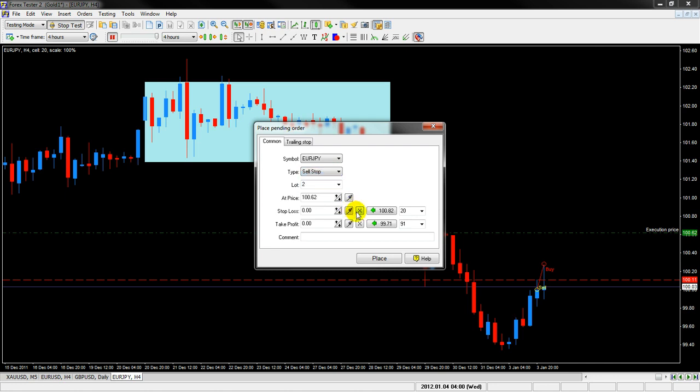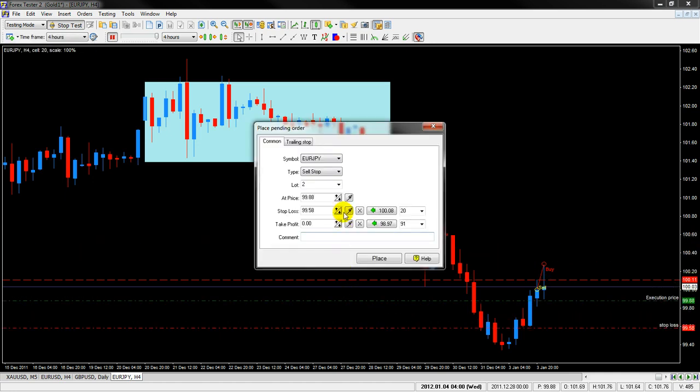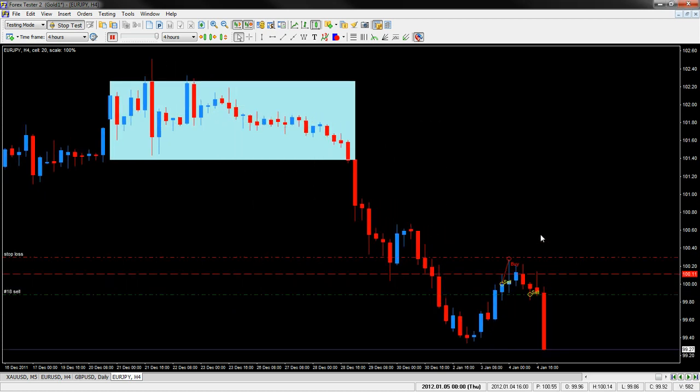So I was stopped out once, but that's okay. I'll do another one. My stop loss goes up here. My sell stop goes down here. My stop loss goes above the candle right there. Let's see. It does go. Oh, look at that. How beautiful is that when support becomes resistance?